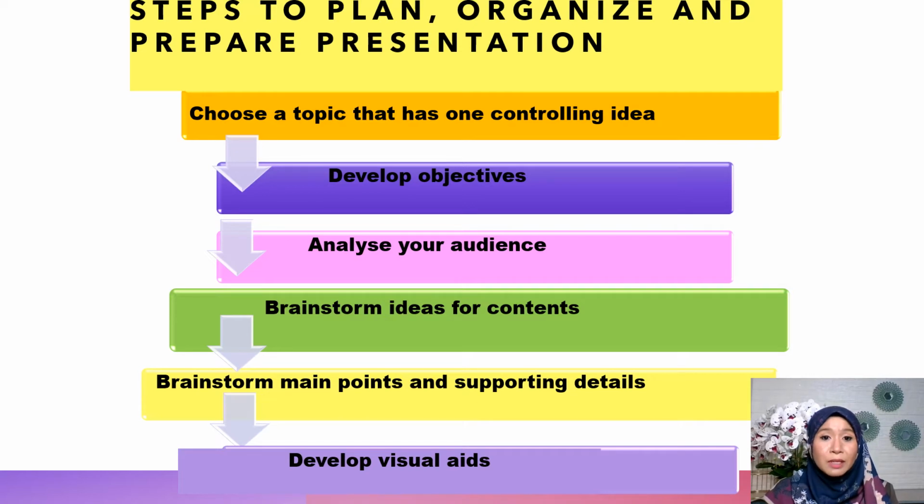The fourth step is brainstorm ideas for contents. This step requires you to research about your topic. You want audience to perceive you as an expert on the topic, so you have to develop your knowledge on the contents. That's why the best presentation would be on a familiar topic where you can tell your own story about it, something that you know you're good at.